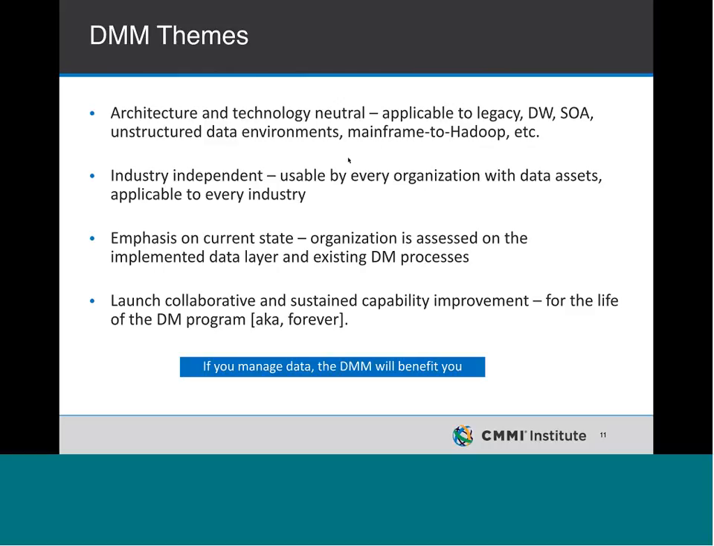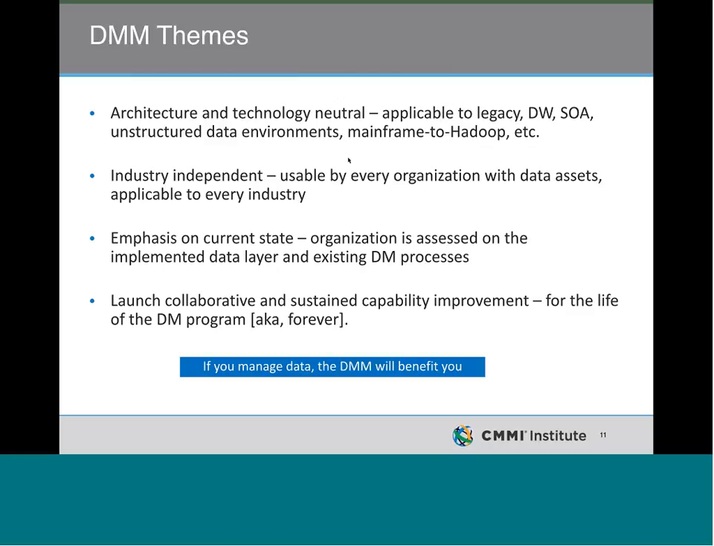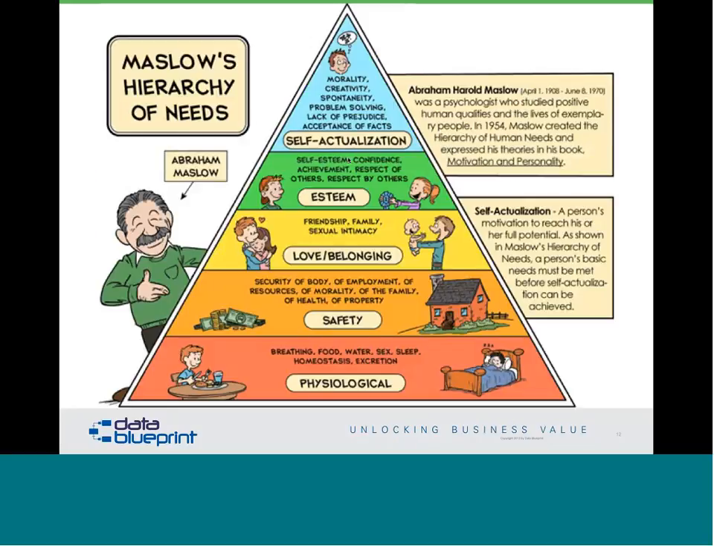So if you have data, you can benefit from the DMM. And that's really important because we talk about data in the context of Maslow's hierarchy of needs an awful lot. And the idea behind Maslow, which most of you remember from high school, is that if your food, clothing, and shelter needs are unmet, you're not likely to go home and self-actualize, whether that's writing poetry or music.